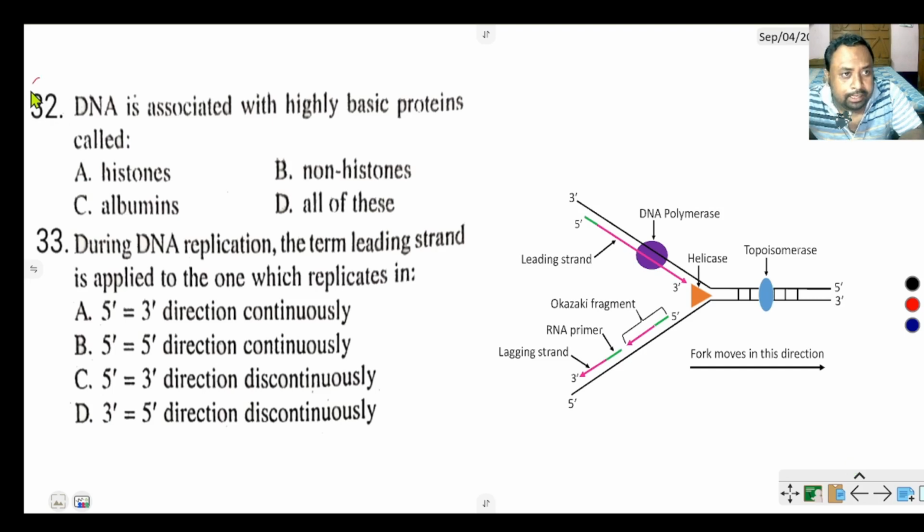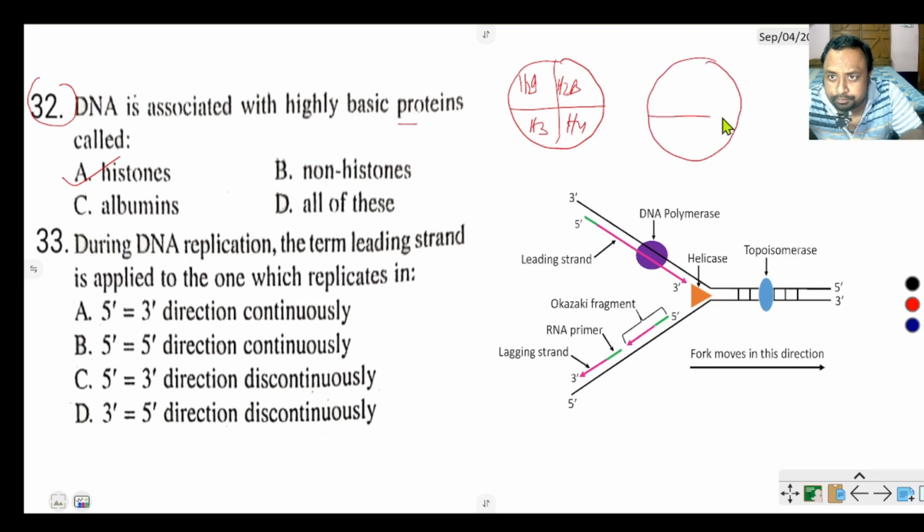Next question. DNA is associated with highly basic proteins called histones. These are the histones H2A, H2B, H3 and H4. This is the nucleosome, and the DNA is wrapped around these nucleosome beads, joined by H1 or linker DNA.